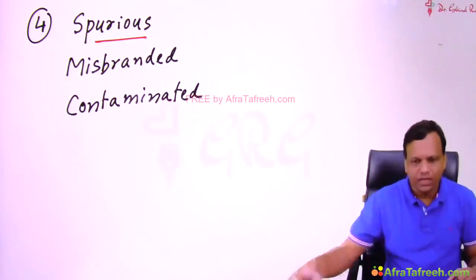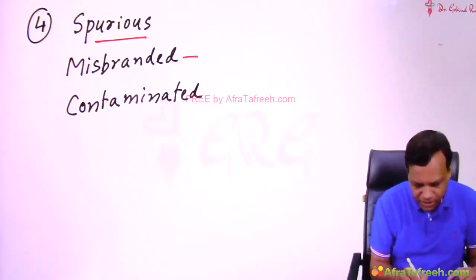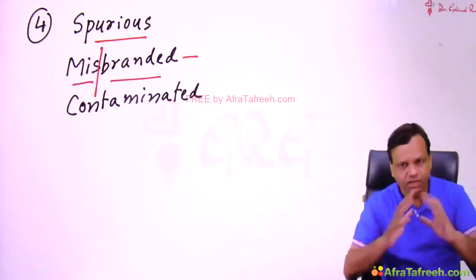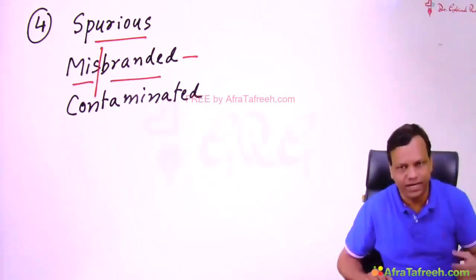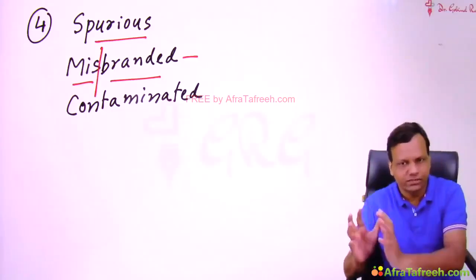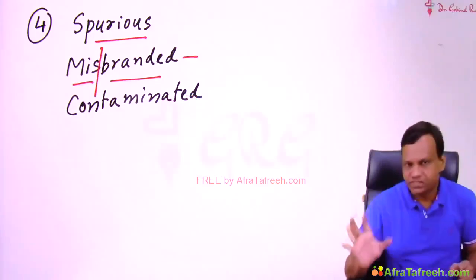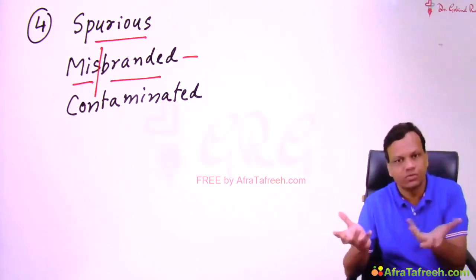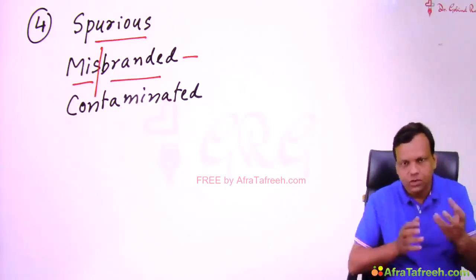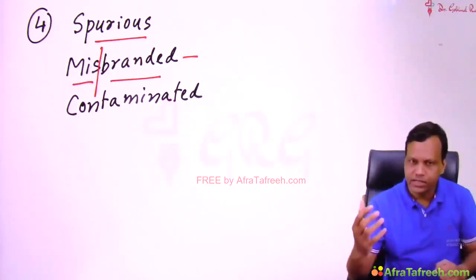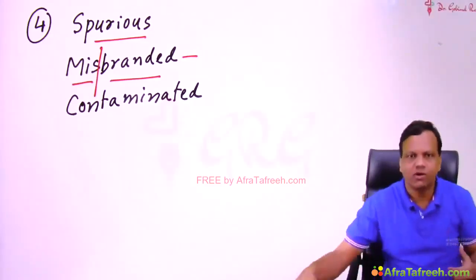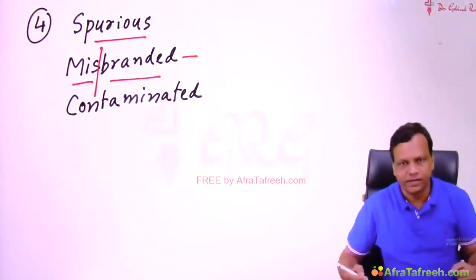Then misbranded, as the name says, if there is any misinformation on the label. So anything on the label, if it is wrong, it is called a misbranded drug. Like the drug is Schedule H. That means it should be given by prescription only, but it is not mentioned. So it becomes misbranded. The tablet contains 200 milligram, but on the label it says 500 milligram. It is misbranded. So anything wrong which is given on the drug label is called a misbranded drug.